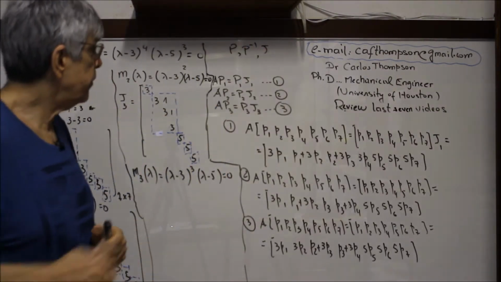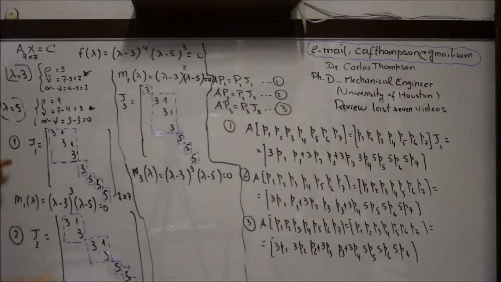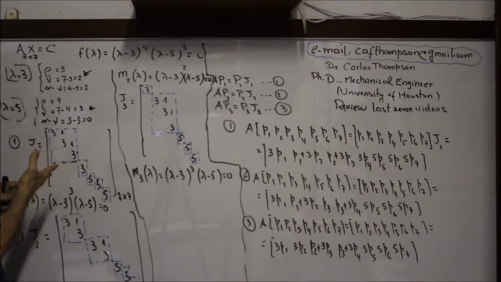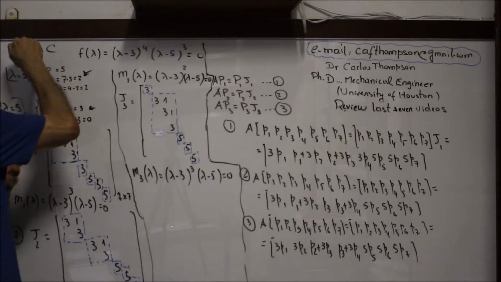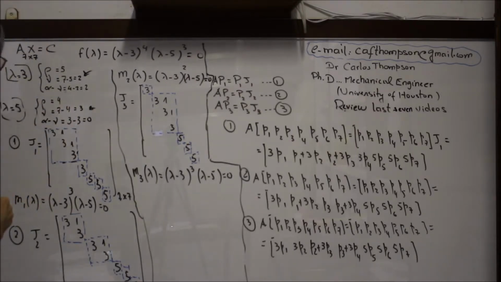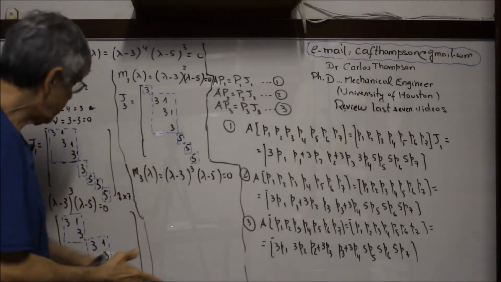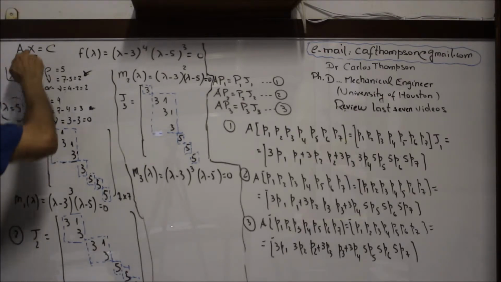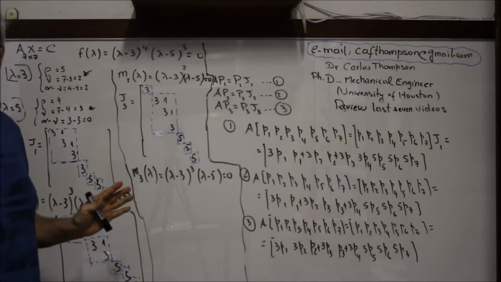Then what will I do? Now, if I use this J1, I will have P1 and the inverse of P1 to solve the equation. If we use J2, I have P2, the inverse, and J2. You see, the answer for this system remains the same.